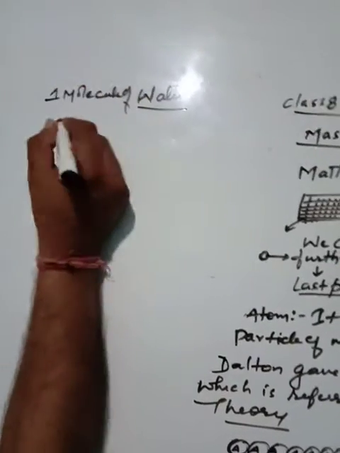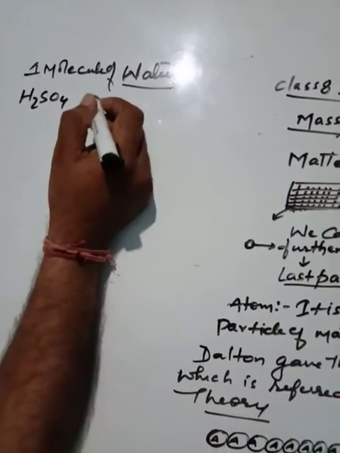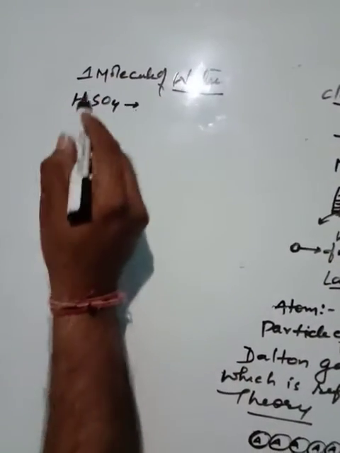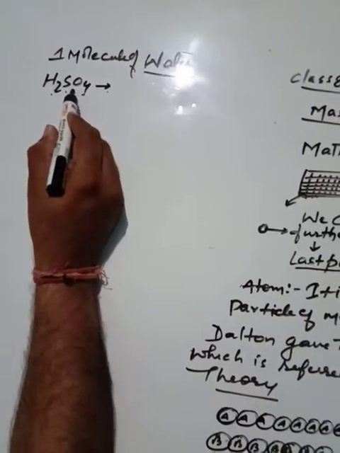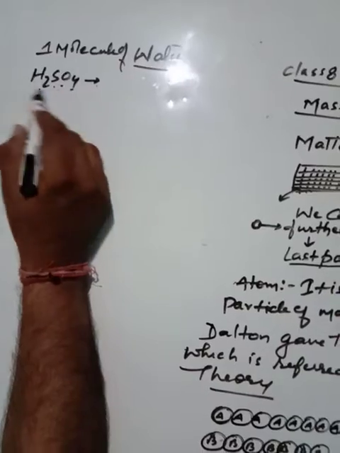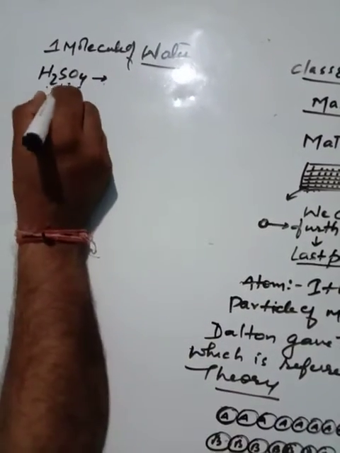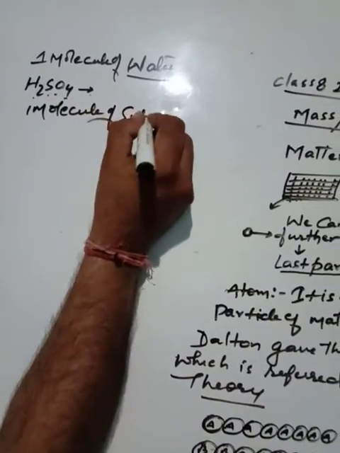Then suppose we consider sulfuric acid, which is also called the king of chemicals because of its requirements. So 2 atoms of hydrogen, 1 atom of sulfur and 4 atoms of oxygen combine to form the stable structure, and it will be regarded as 1 molecule of sulfuric acid.